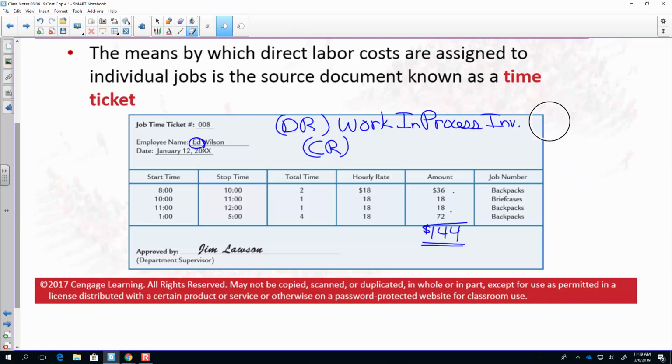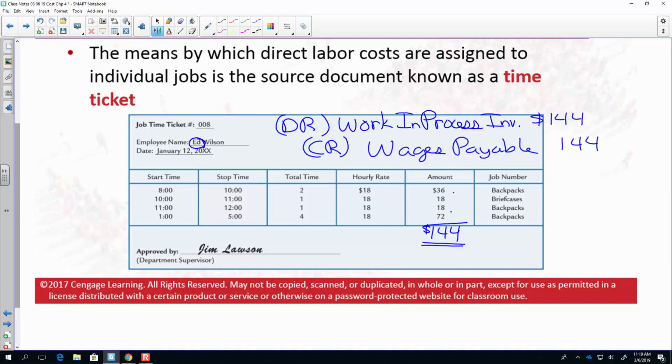144. Where did I get 115 from? Not sure. I'm not sure either. Okay, and then what do I credit? Now we can put wages here. What do you think? Now, does it say the word direct on here? Yes.